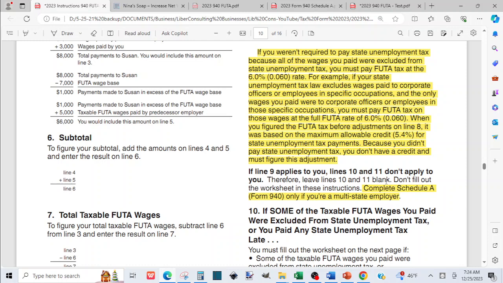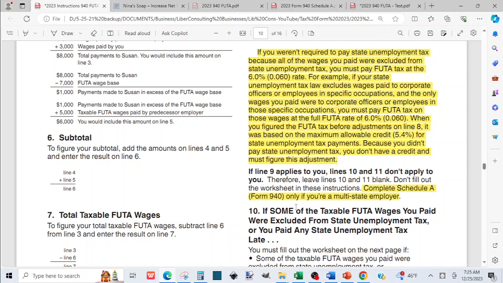So the way that means is, even if you are in a credit reduction state, if you complete line 9 and pay 5.4% extra on your FUTA wages, you do not complete line 10 and 11. That's the way I understood this section. But again, you can read it yourself to see how you understand it. Therefore, leave line 10 and 11 blank. Don't fill out the worksheet in this instruction.